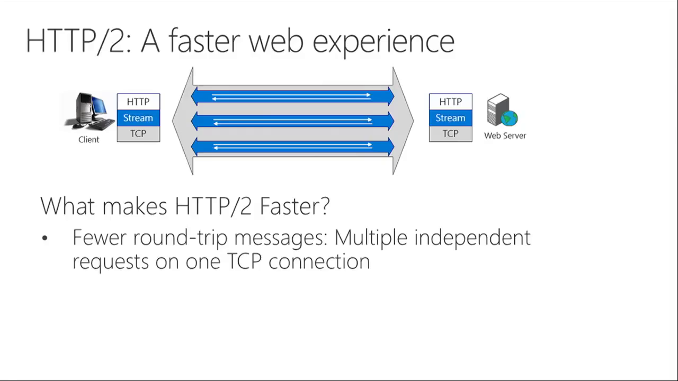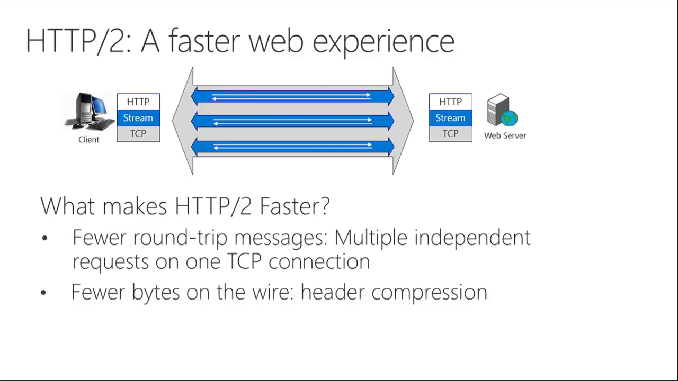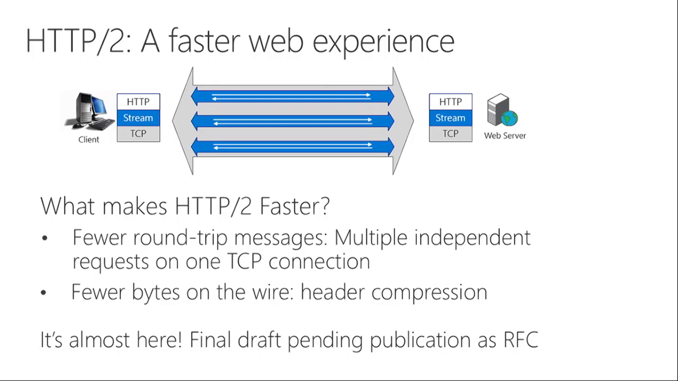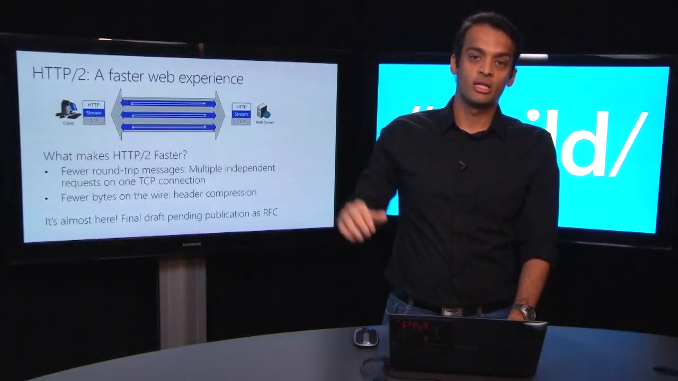Using a single TCP connection means that you incur much fewer round trip time to set up a connection every time you need one. Also, there are fewer bytes being sent on the wire because HTTP2 uses what is called header compression to minimize the number of header bytes it's sending for every request. And finally, I would like to point out that HTTP2 is no longer something in the distant future and you can think about it later.